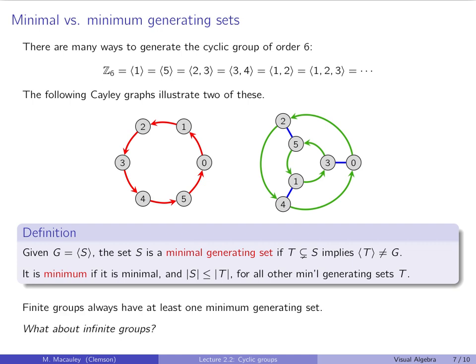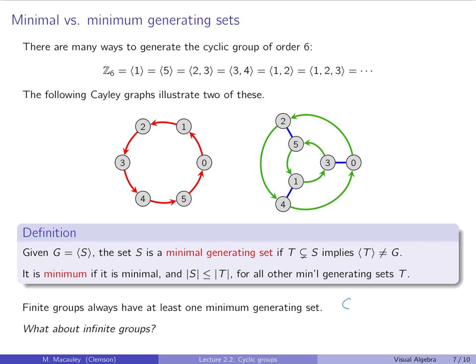Finite groups always have at least one minimum generating set. They have finitely many subsets. So take the ones that are generating sets and then take something of the smallest size, and there you go. But what about infinite groups? The fact that I'm asking you this strongly suggests that the answer is no. So let me give you a hint. I'll let you think about it, and we'll come back to this in a couple lectures when we talk about abelian groups.